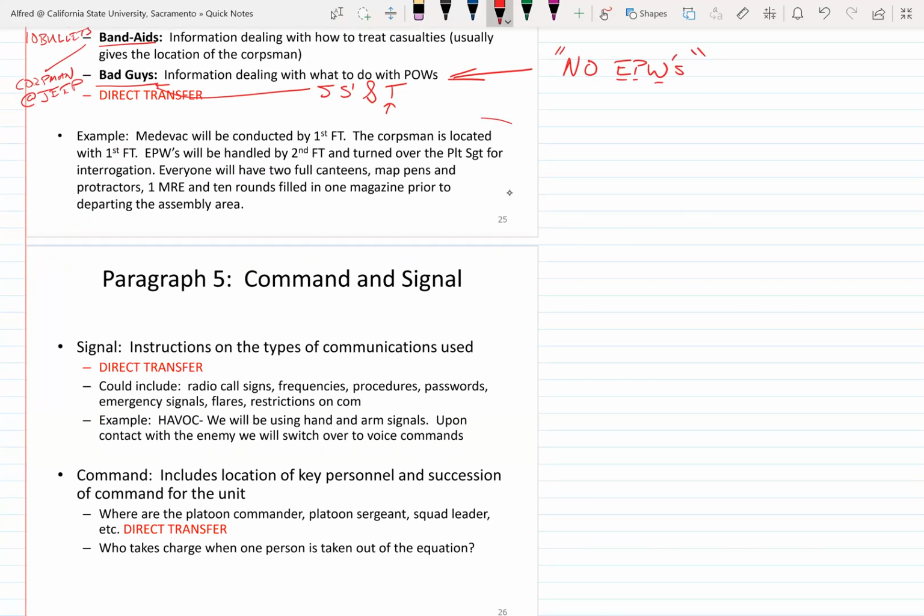I have an example here. It's pretty fat. I'm not even going to read it. But the EPWs are handled by the fire team. They hand off to the platoon sergeant. Yeah. And then it goes even deeper.